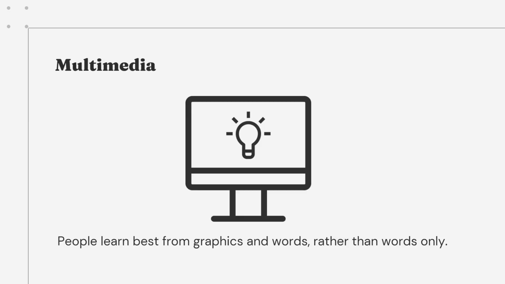So here we have the multimedia principle. People learn best from words and pictures than just words. Remember the auditory and visual channels from earlier? Using a combination of words and specific pictures helps learners grasp a concept easily.